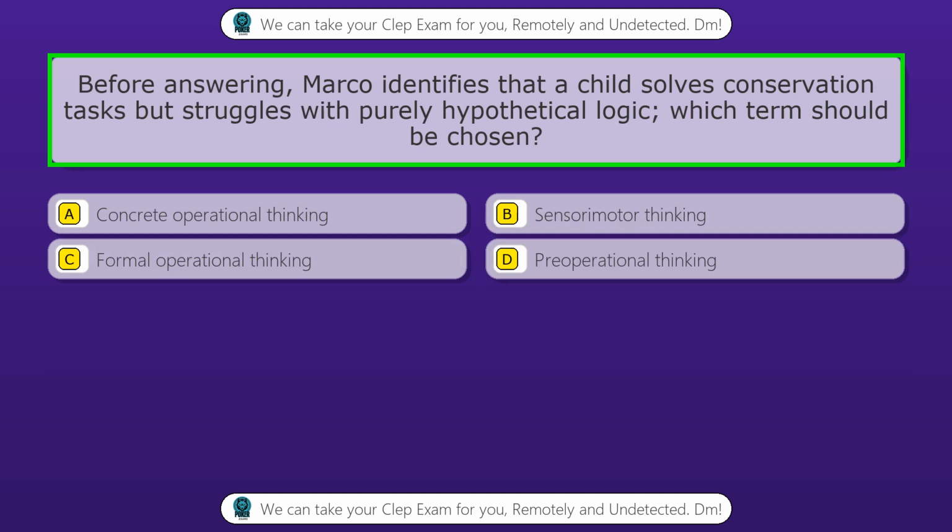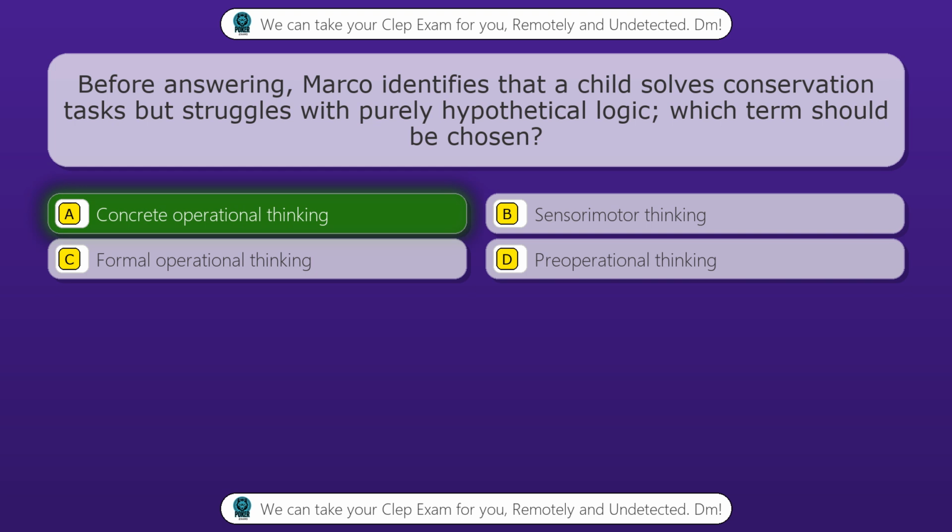Question 16. Before answering, Marco identifies that a child solves conservation tasks but struggles with purely hypothetical logic. Which term should be chosen? Option A, concrete operational thinking. Option B, sensorimotor thinking. Option C, formal operational thinking. Option D, pre-operational thinking. The correct answer is option A, concrete operational thinking.